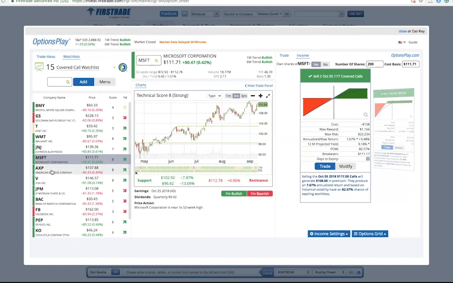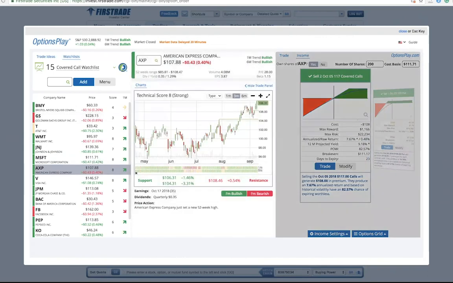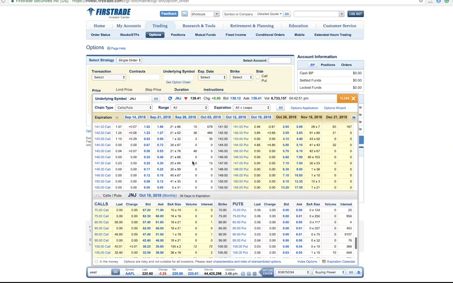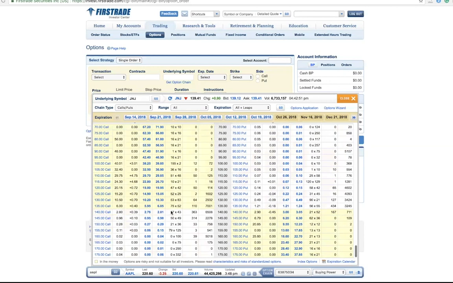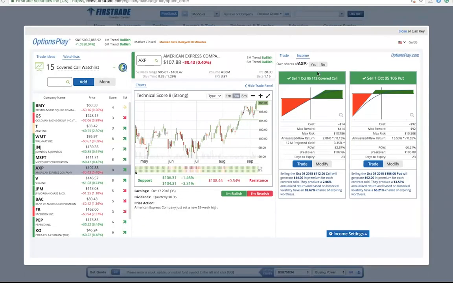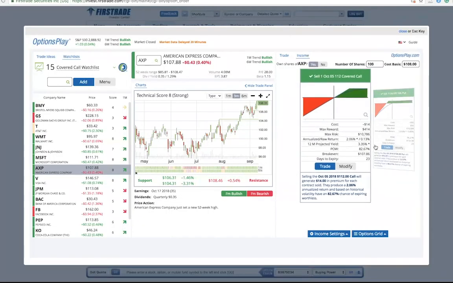And this is all done without having to search through pages and pages of option chains, doing calculations manually. It already points you directly to the starting point that meets your criteria and gives you all the analytics to decide, is this a trade I want to make?